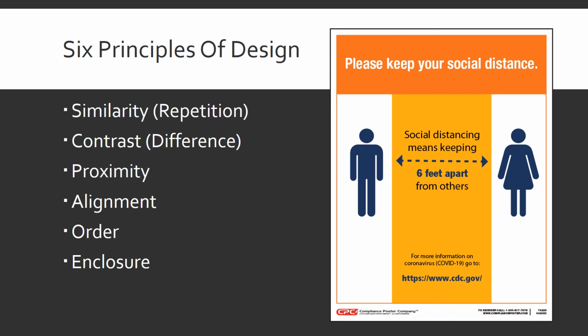Also, repetition is using the same color throughout a document. So you see that the people, these icons, are in blue, and the 6 feet apart and the arrow are in blue, and it's bringing those things together, or in this case, setting them apart. The message is those people should be 6 feet apart. So the people are in blue, and so is the 6 feet apart.